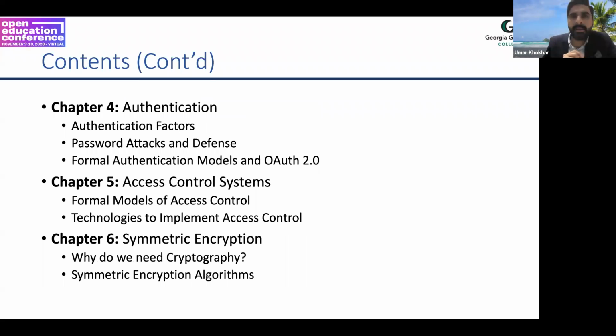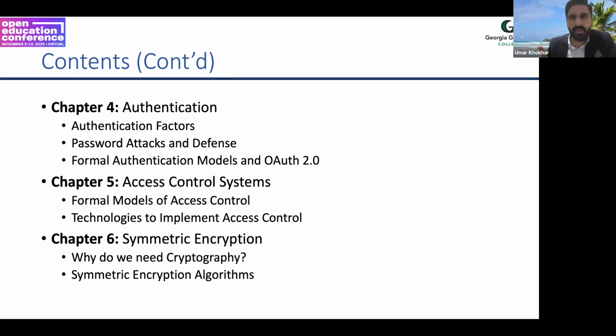Chapter number 4 is authentication, where we will discuss different authentication factors, like multi-factor authentication, starting with the username, password, knowledge base, location-based authentication, action-based authentication, biometrics, et cetera. And as you know, most of the websites or web servers still use username and password. So we will emphasize password attacks as well.